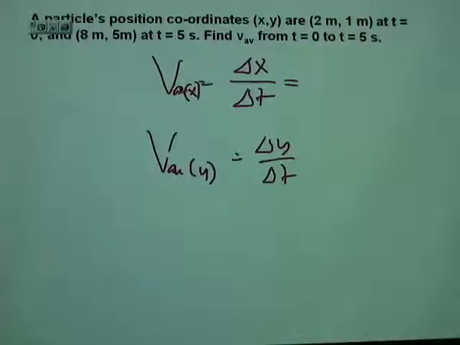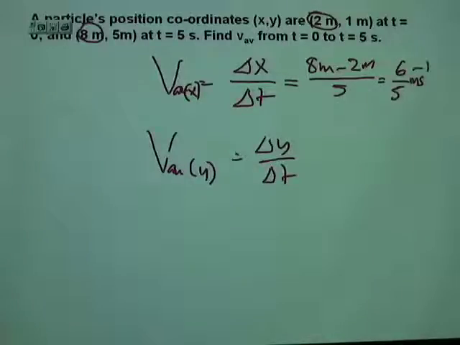You can do this problem right away here. Tell me, what is my delta x? What is the change in position in the x direction? It is 8 meter minus 2 meter. So that will be 8 meter minus 2 meter divided by 5, and that will be 6 over 5 meter per second i, because it is in the x direction. That is the average velocity in the x direction.